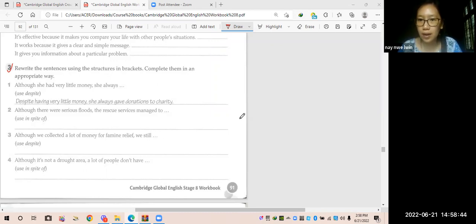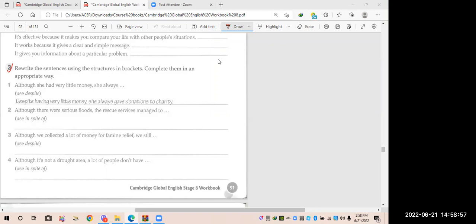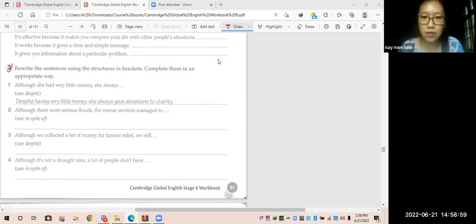So I think everyone here has finished, right? Some of the students left. So I got the answers from, okay. You will type here, right? Yes. Okay, so in spite of serious floods, right? In spite of serious floods, the rescue service managed to help victims. Okay, so it is okay just to help the victims. You don't need to include people again.